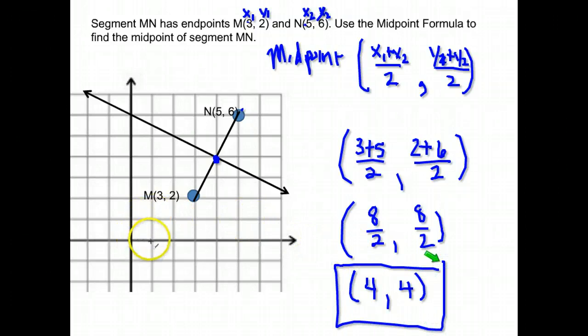Is it the way it looked on our graph? Yeah, 1, 2, 3, 4 to the right, and up 1, 2, 3, 4. It is at the point (4, 4). You want to double check using algebra.